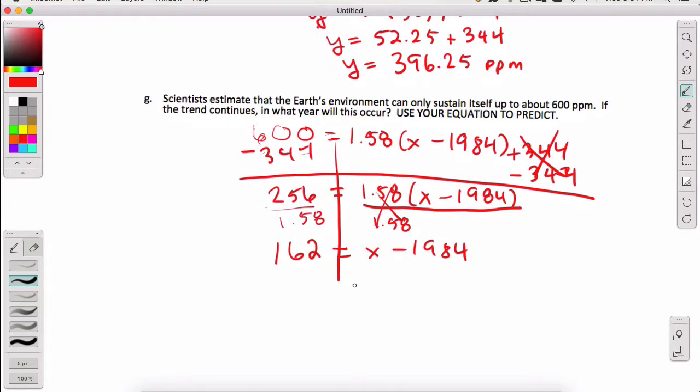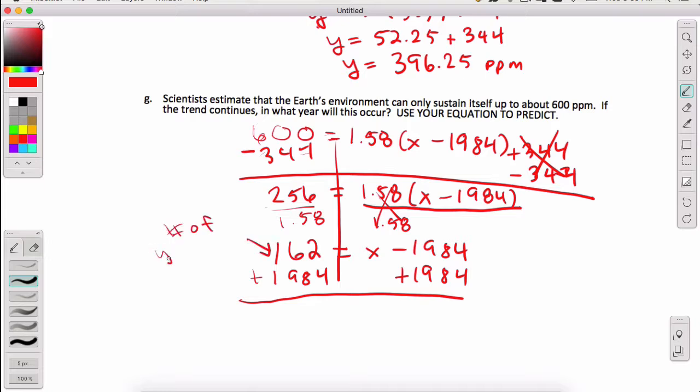But that's 162 years after 1984, which is why, since I'm isolating x, the next thing I do is I add 1984 to each side. And by adding 1984, I'm just basically adding the year to the number of years. The 162 is the number of years to add 256 parts per million. And when I add those things together, it turns out that that's 2146, which is a year, right? That's the year 2146, which is in about 129 years, I think.